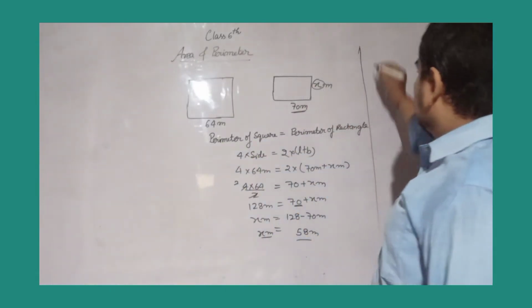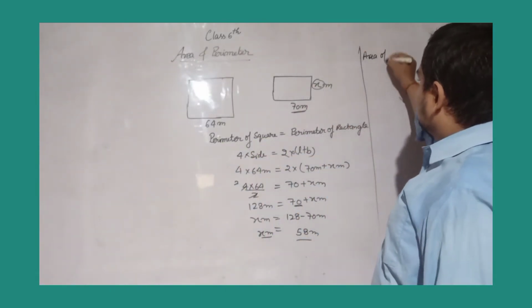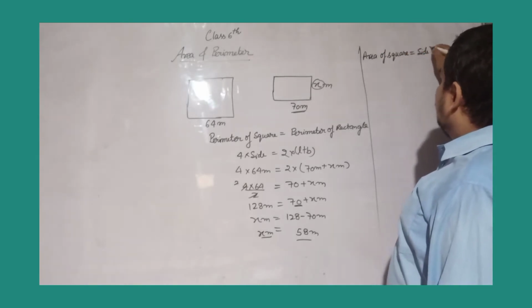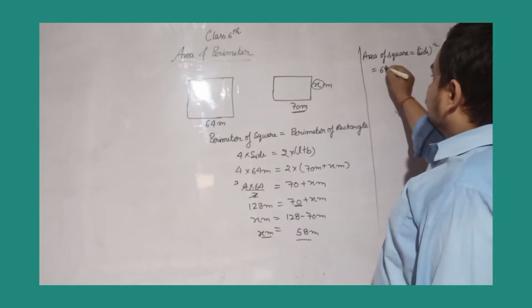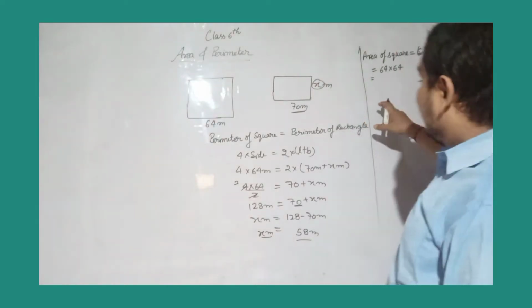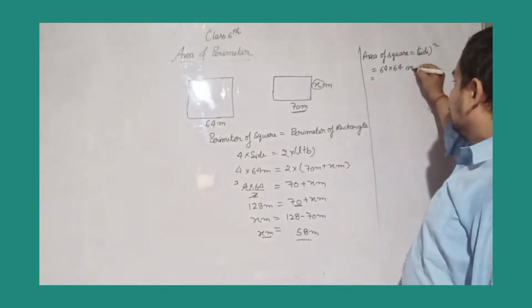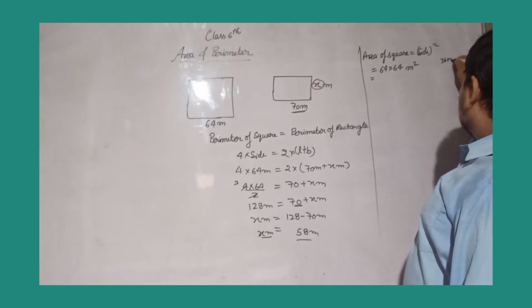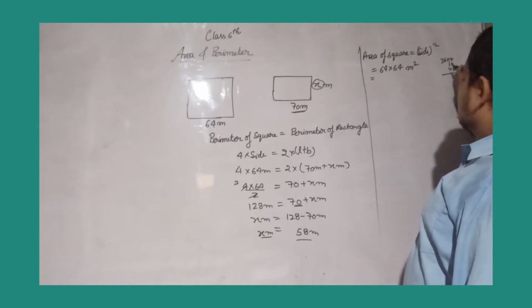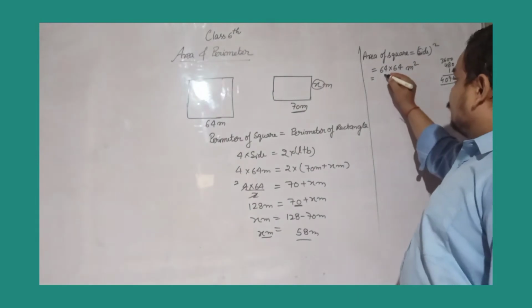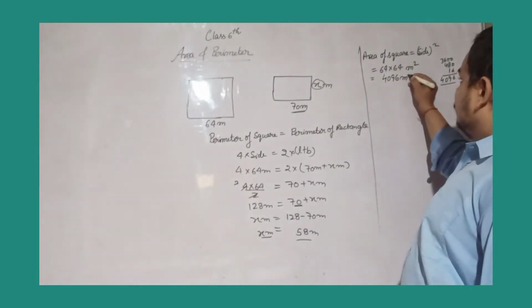So area of a square. Area of a square is equal to side into side, as either side of a square is the same. So it became 64 into 64. And we have to multiply, or we have to get the square of 64. We will get the answer in meter square. The square of 64 became 4096 meter square.